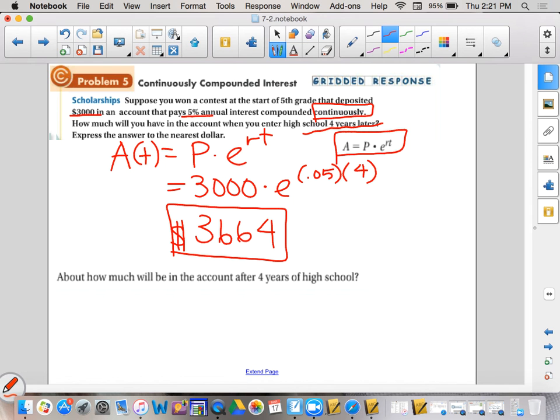How much will be in the account after 4 years of high school? So we're using the same information up here. Our principal is $3,000, we're timesing it by e. Our rate is still the same, but our time is going to change because we're adding 4 more years onto it, 4 years after high school. So what is my time going to be now? 8. So 3,000 times e raised to the 0.05 times 8 gives me what?